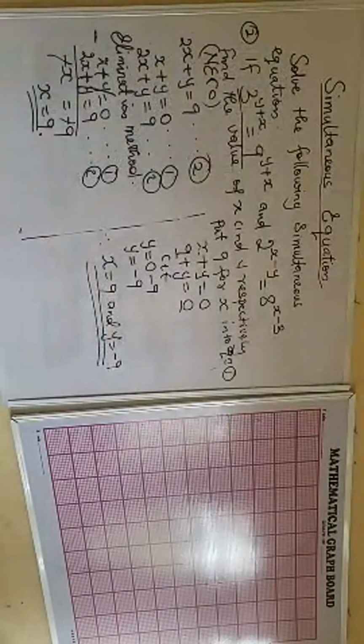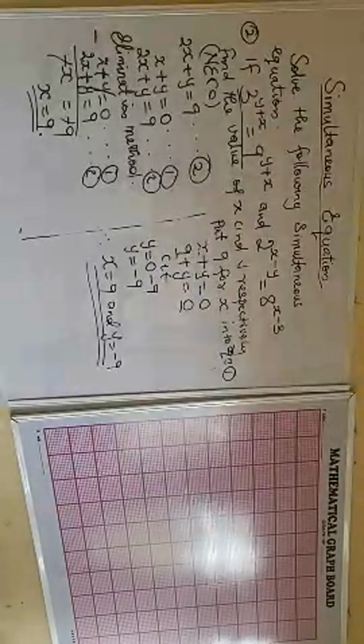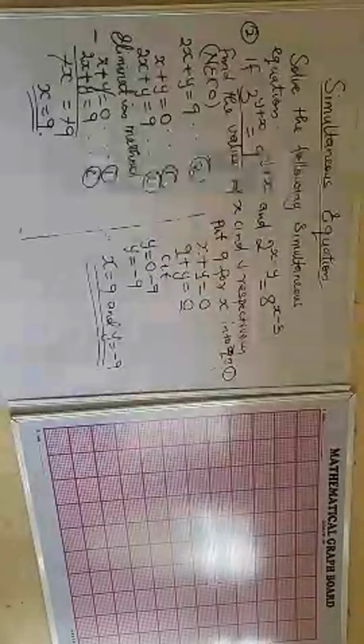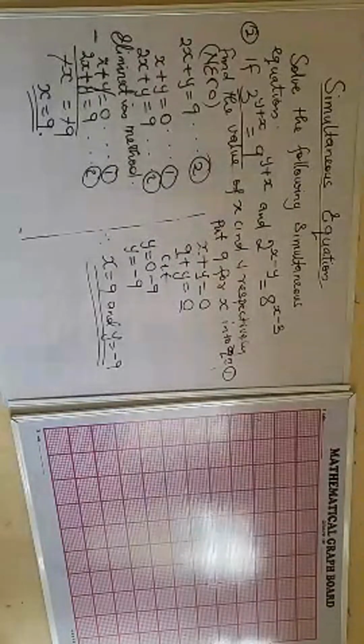and y is equal to minus 9. Take note: x is equal to 9 and y is equal to minus 9. So that is example number 2. Just take a look at it and go through it. That is how we can solve this.